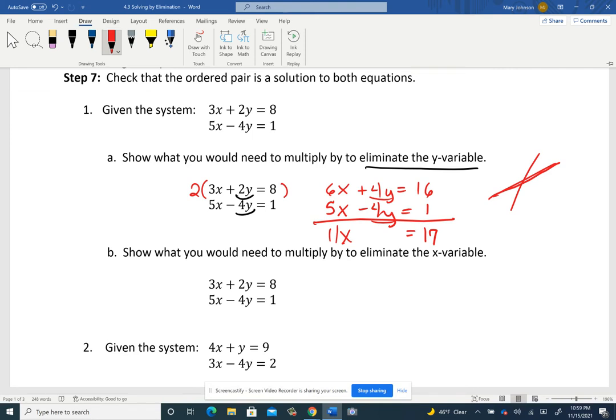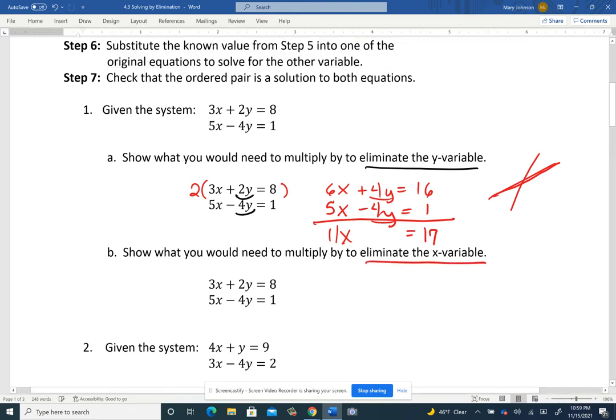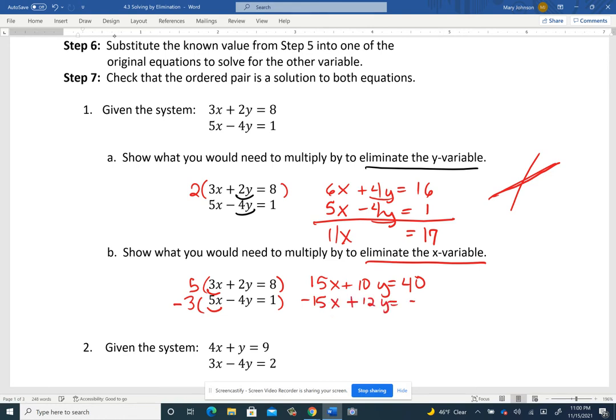Now, what I'm asking on part B is, what if instead of eliminating the y, I wanted to eliminate the x? Looking at the x's, see how you could turn those into 15? You could multiply the top equation by 5, the bottom equation by 3. When you did that, you'd get a 15 on each of them. But you need one negative, so just throw a negative on one of them. So now that's going to be 15x plus 10y equals 40, and then negative 15x plus 12y equals negative 3.